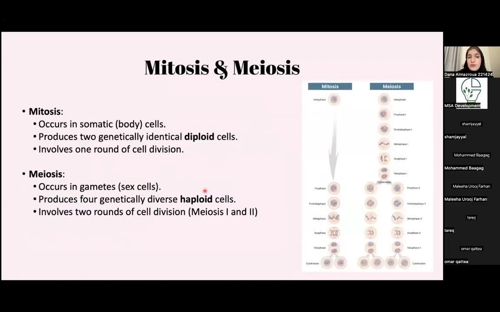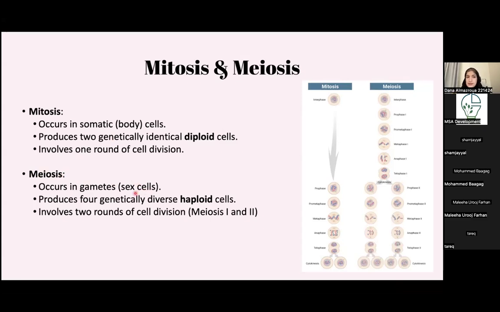Now, we're going to talk about meiosis and mitosis. The major difference between them is that mitosis occurs in the somatic or body cells, which basically are all the cells in our body, except the germ cells or the sex cells. Now, meiosis is the opposite. It occurs in the sex cells, meaning the sperm in males and the eggs in females.